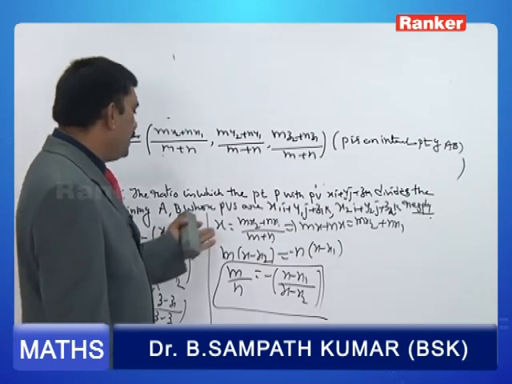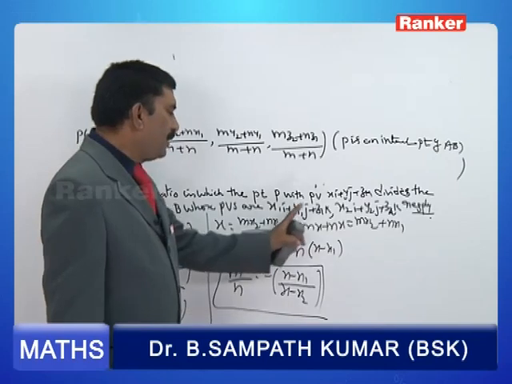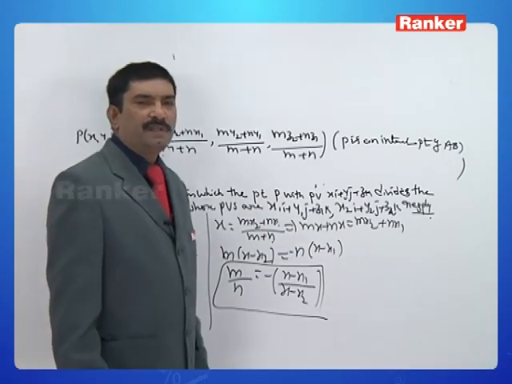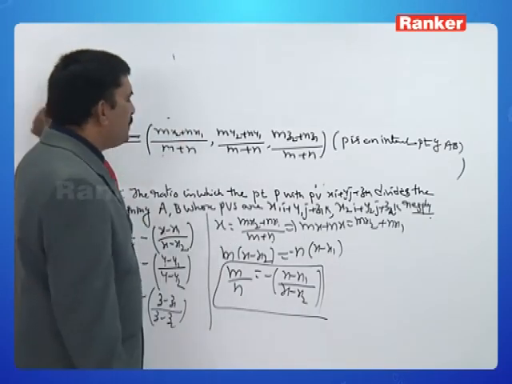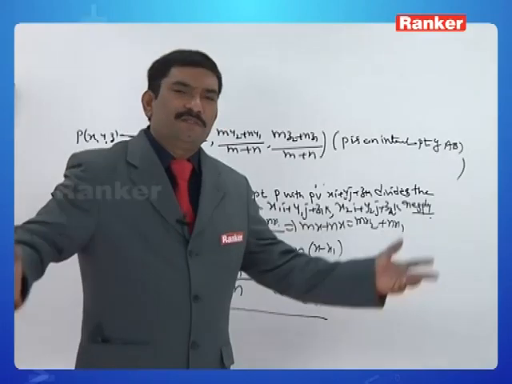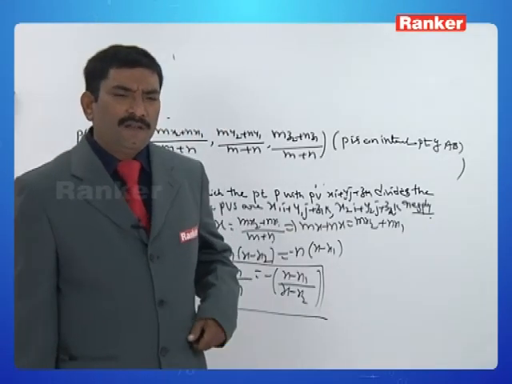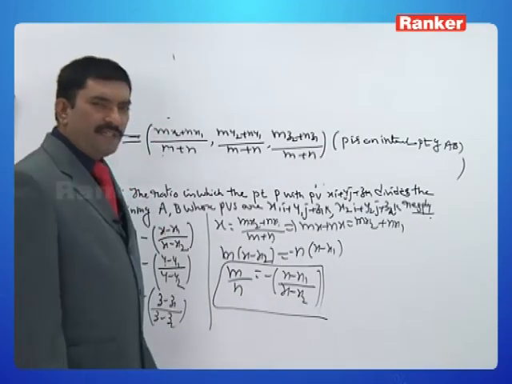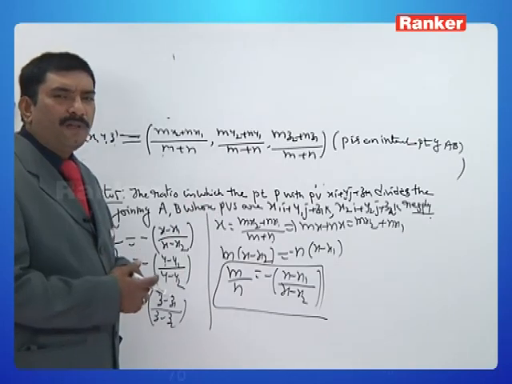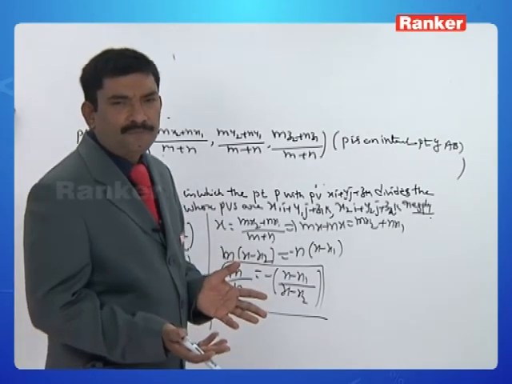So how we got it, I explained. Take x is equal to mx2 plus nx1 divided by m plus n, cross multiply, you will get m by n is equal to minus of x minus x1 by x minus x2. In the same fashion, you can also find the y ratio and the z ratio. Sir, then you have three ratios. Yes. Which ratio do we have to go for? It all depends upon the students. You can go by any ratio.